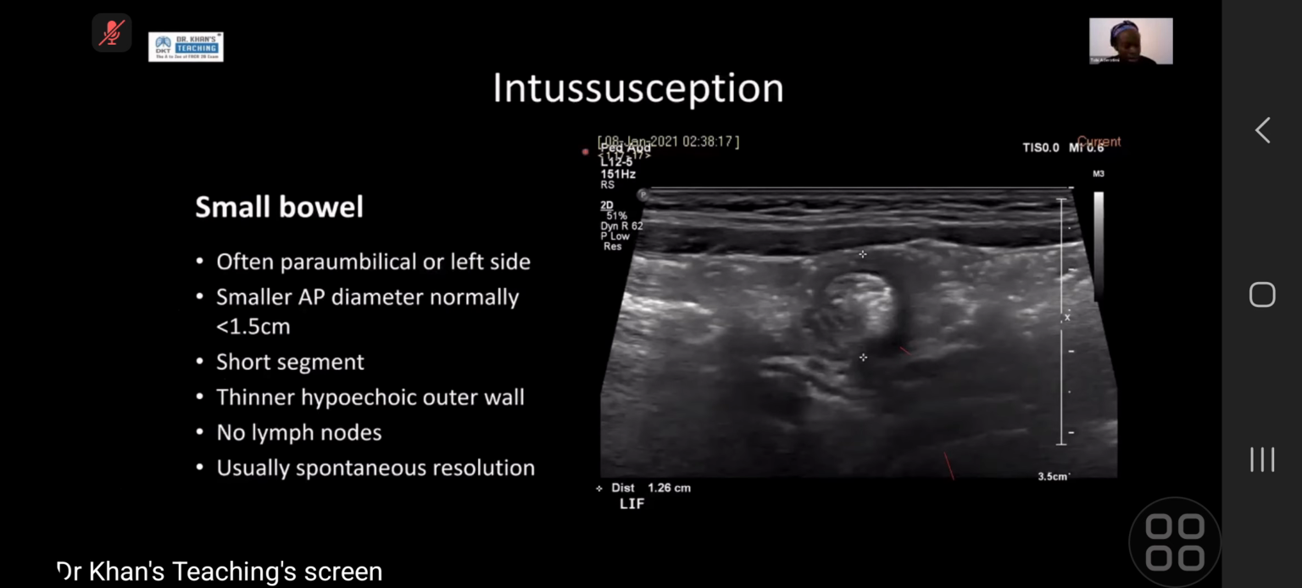Okay, so that's ileocolic intussusception, and that's the most common type of intussusception we see, and that's the one that requires reduction. And I'll come on to reduction in a second.